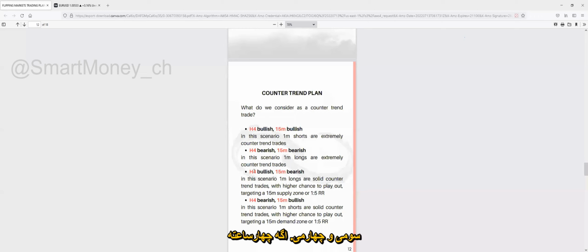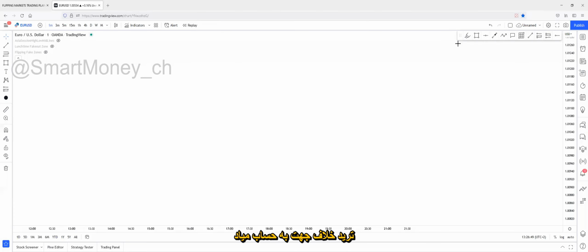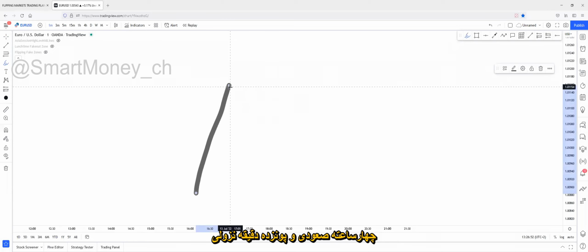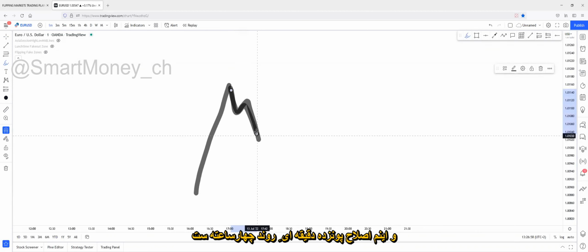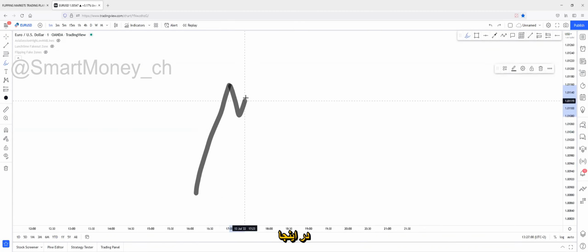Third and fourth, if the 4 hour is bullish and the 50-minute is bearish. If the 4 hour is bullish and the 50-minute is bearish, executing 1 minute longs are solid counter trend trades. Okay, so the 4 hour is bullish, 50-minute is bearish. These are being considered as counter trend trades. This leg is the 4 hour, and this is the 50-minute pullback of the 4 hour. So in this case, executing the 1 minute longs.